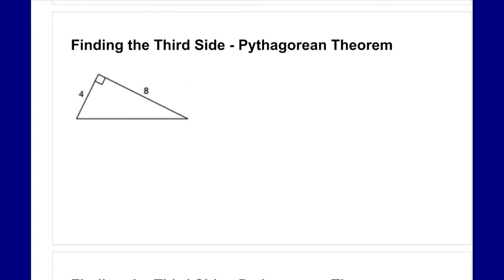Lastly, just looking at some examples of using the Pythagorean theorem or sum of squares, just to make sure that we're comfortable with it. So again, remember our legs are A and B, our hypotenuse is C. The A and B don't really matter. So A squared plus B squared equals C squared. 4 squared plus 8 squared equals C squared. 16 plus 64 equals C squared. So we get 80 equals C squared.